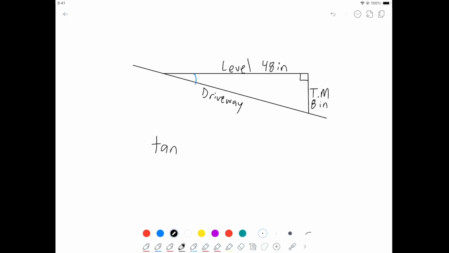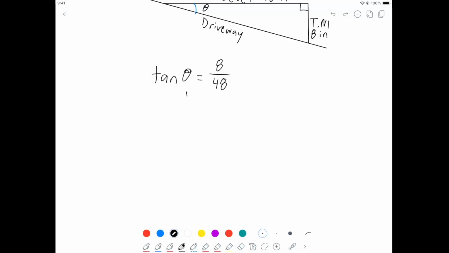We're going to use the tangent function. And what we're going to find is the tangent of some angle, the angle of my driveway. And we're going to use the ratio, which is the opposite over the adjacent. The opposite leg over the adjacent leg. Here's the opposite leg from my angle, and here's the adjacent leg from my angle. We need to do the inverse tangent to get to that angle. To solve for an angle, we use the inverse function. So we need the inverse tangent of 8 divided by 48, my ratio, and this equals my angle theta.